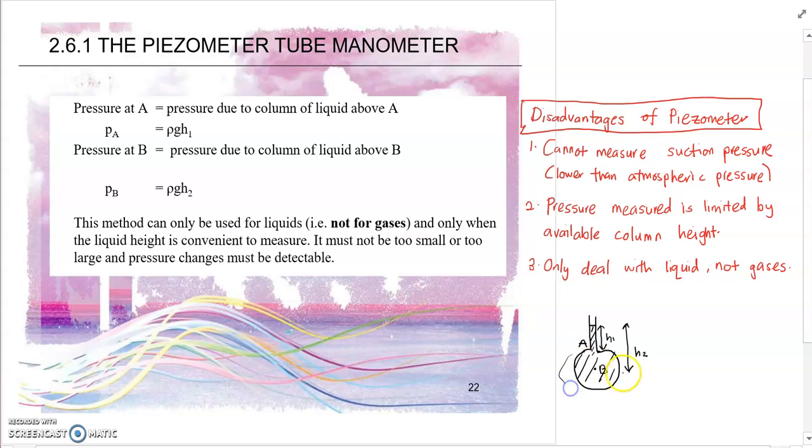It cannot be a small sphere attached to a very long tube. It's not stable, right? So your pressure measurement is limited by available column height, and it's only for lower pressure measurement. The third one is that it only deals with liquid, not gases. Because of that, we can opt for another type of manometer to suit both liquid and gases.